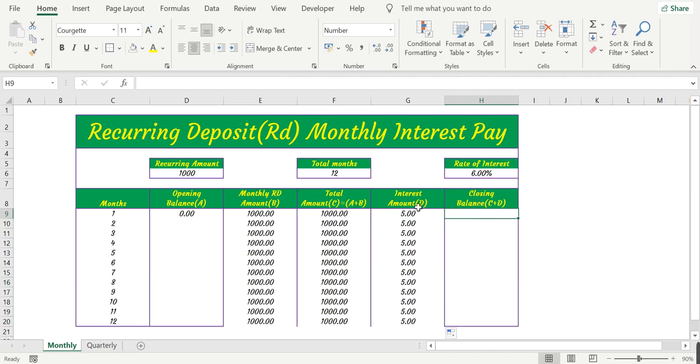Now the closing balance will be C plus D, that is the total amount and the interest amount, is equal to total amount plus interest amount, press enter. And let's extend the formula.